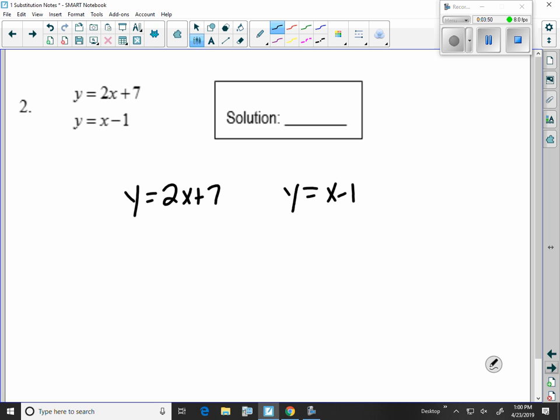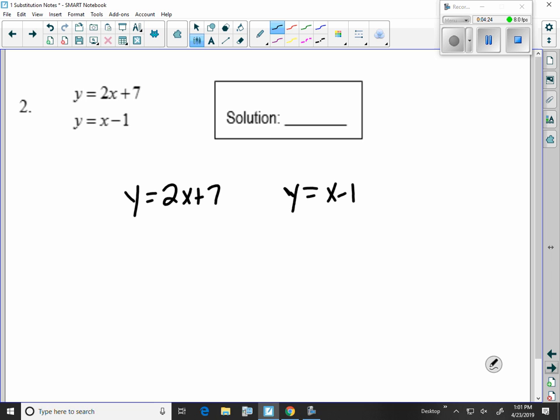Okay, so we wrote them side by side. What's step 2? Pick one. Which one do you want to pick? y equals x minus 1. Do we agree with that? Okay, that's fine. So x minus 1. Is it already solved for one variable? Yes, we have y equals, right? y is all by itself. So that's done. What's next?